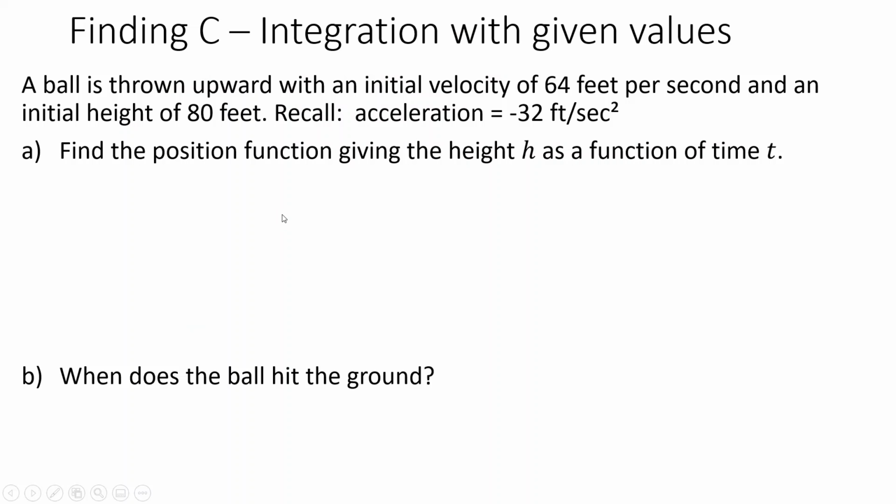All right, so we're back to some sort of motion. A ball is thrown upward with an initial velocity of 64 feet per second. So this is our v0 is 64. And an initial height, h0, is 80. Recall acceleration is negative 32 feet per second squared when we're working with feet, which is what we are working with. So find the position function given the height h as a function of time t.